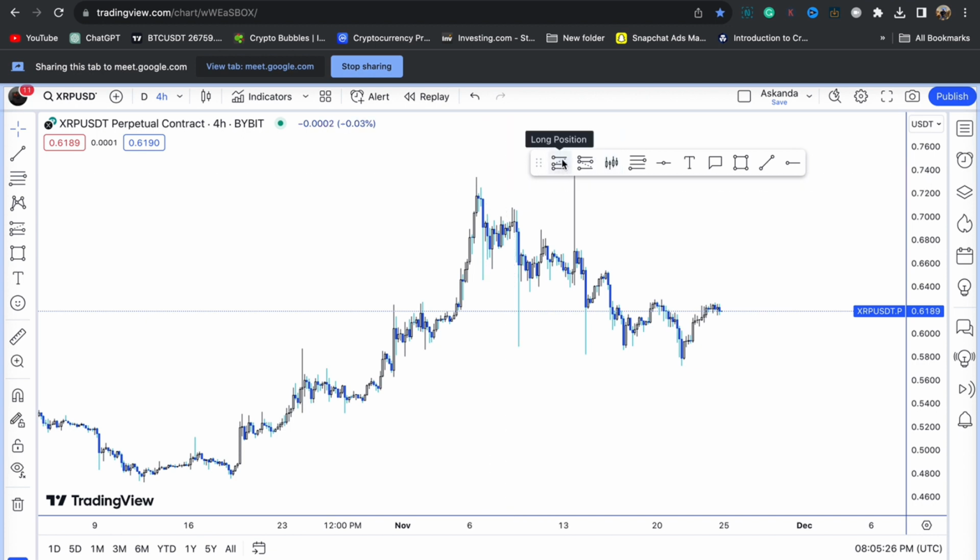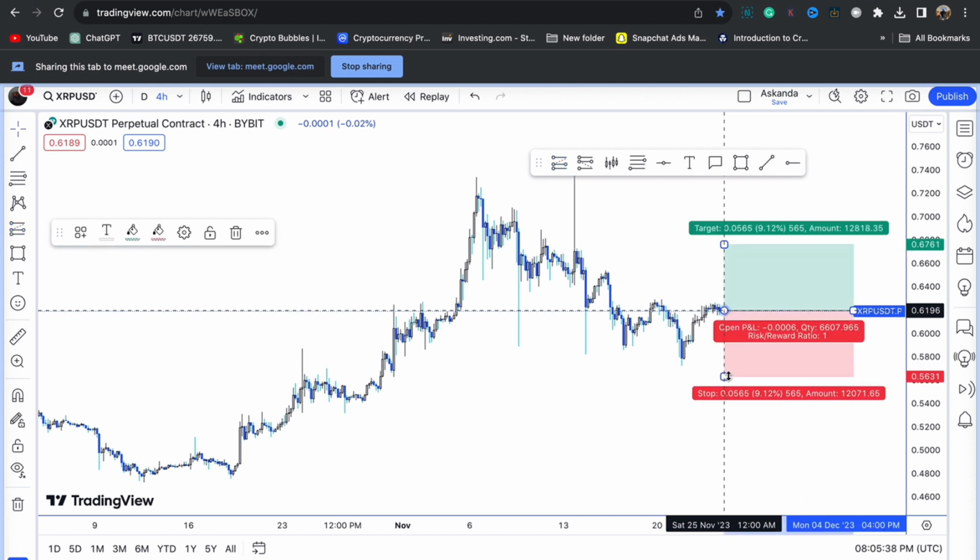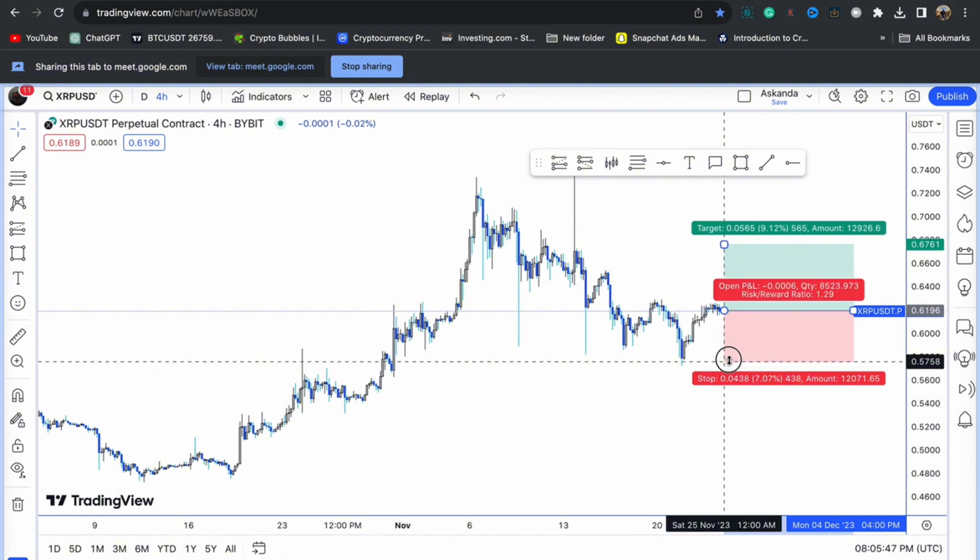That's the price prediction tool. If we are going to sell the market, we go for the short position tool. So we'll click on this one. That's the long position tool. Then I'll bring it to the entry level and add it this way. Now we are going to make sure our stop loss is at the nearest support level. So I'll drag the stop loss to this level.